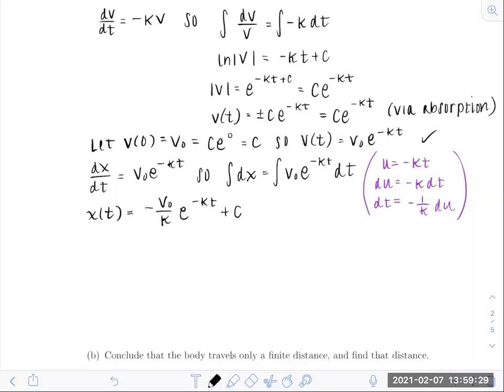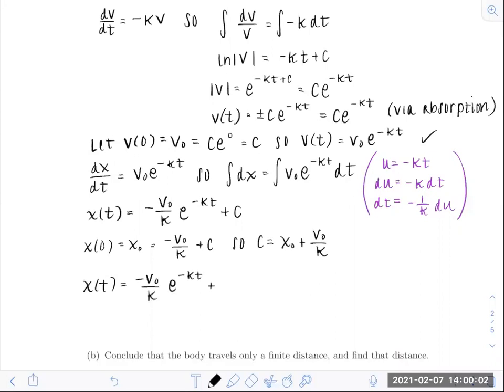All right, so again, we're going to impose a generic initial condition. If we let x of 0 just be represented by x naught, then let's plug in 0 to our t values, and I get negative v naught over k plus c. So this constant of integration is x naught plus v naught over k. And so then let's plug that back into our x of t function. I have negative v naught over k e to the negative kt plus x naught plus v naught over k.